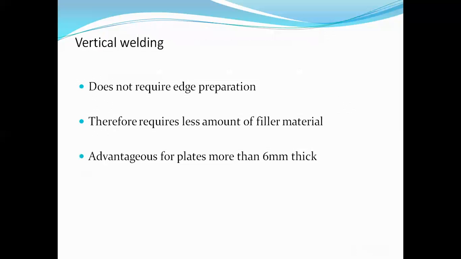Okay, these are the welding methods: leftward or forward technique, rightward technique, and vertical welding operations. Based on the thickness of the material, we go for these three welding techniques. If the thickness of the plate is below 5 mm, we go for the leftward technique, and if the thickness of the plate is above 5 mm, we go for the rightward technique, right? And for vertical welding, over 6 mm, we go for vertical welding.